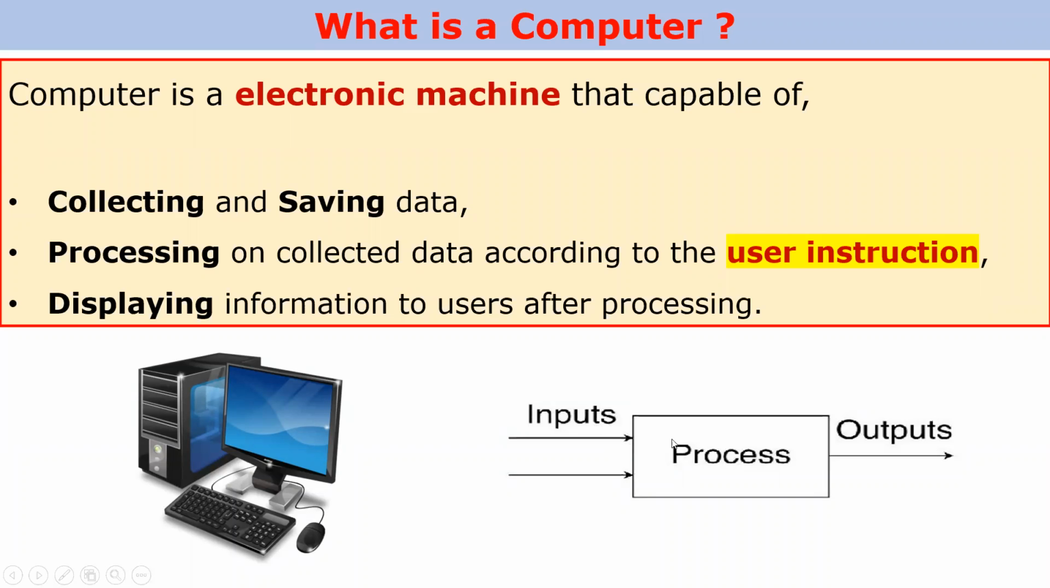Collecting data, and then saving the data. That's good. After you collect the data, there should be a way to save the data. The save operation is hidden in this diagram. It is included in the process. Right. Okay. In that way, we can identify what a computer is.